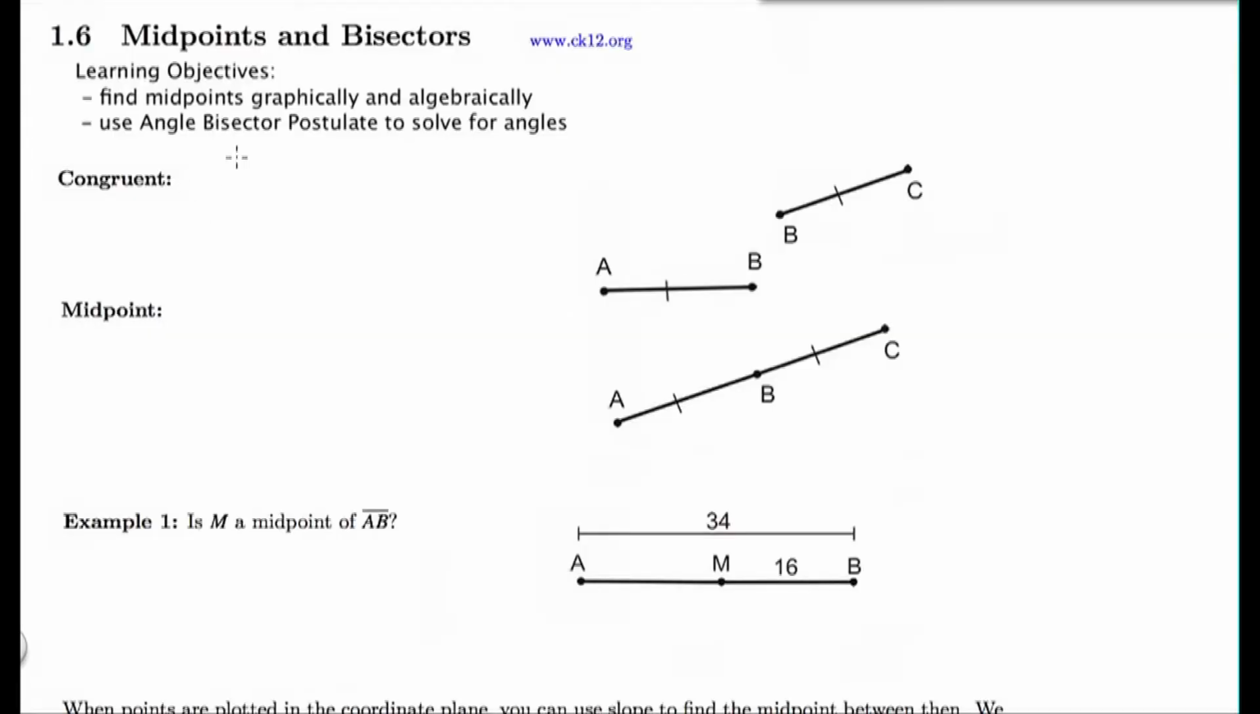Okay, in this section, we're looking at midpoints and bisectors. So the first thing we want to look at is the definition of congruent.